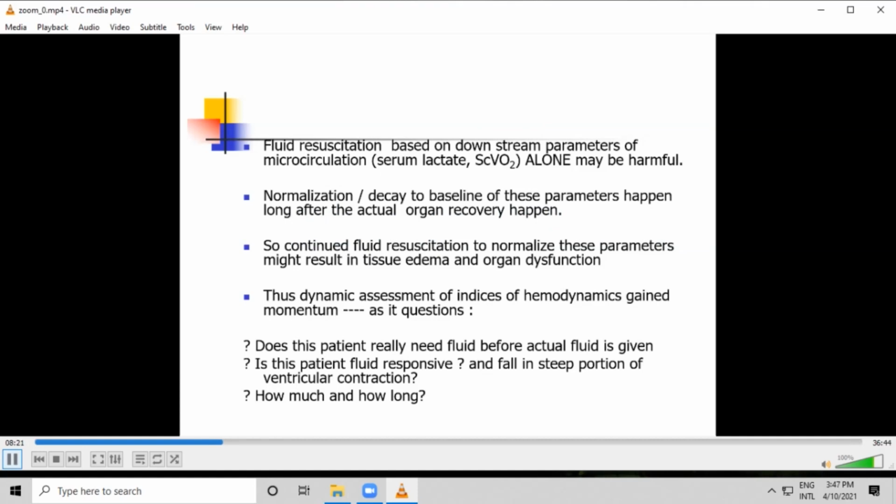and organ dysfunction. Thus, dynamic assessment of indices of hemodynamics gained momentum because it asks: does this patient really need fluid before actual fluid is given? Is this patient fluid responsive and does he fall in the steep portion of the ventricular contraction curve? How much fluid needs to be given and how long should it be given? So this is why we need dynamic assessment, because dynamic assessment is able to answer these queries.